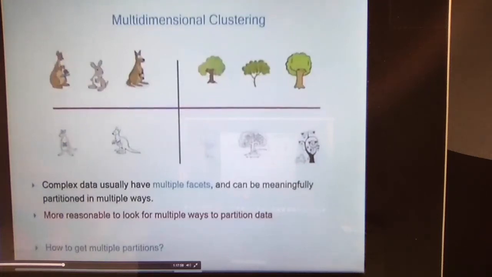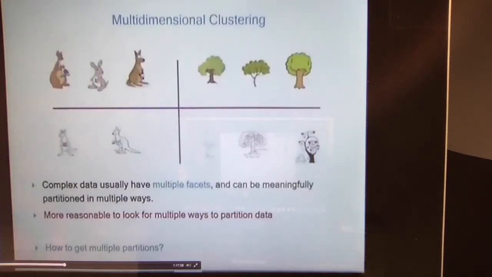If you learn some clustering, all your algorithms have been looking for one partition. Even if you have this hierarchical clustering, it's still one partition. Except if you cut this tree higher, you get big, more coarse clusters. If you lower it, you get more fine clusters. But that's just one partition, so the granularity is different. But here, the argument is that we should look for multiple ways to partition data.